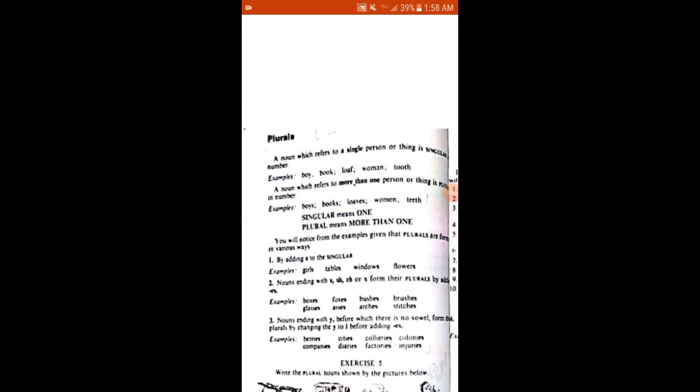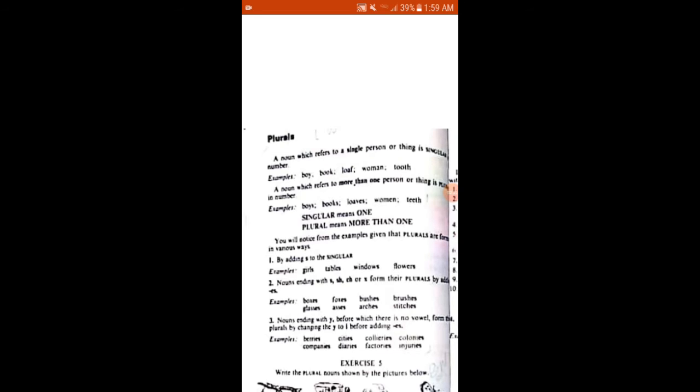Box, just add es after the box, it will make boxes because the box is ending in the letter x. Glass is ending in s, so we will add es. For example, bush is ending in sh, so we will add es. Let's move toward point number 3.